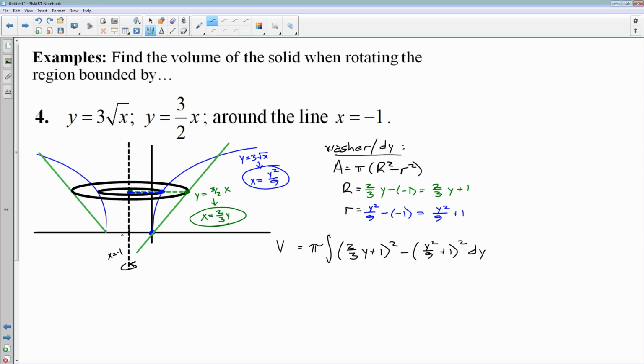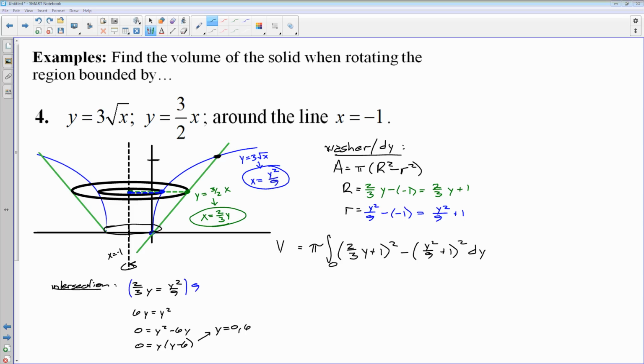And my cross sections, it's a dy, so I know that my first cross section is going to start way down here at y equals 0, and I'm going to stack my cross sections until I get way up here at the intersection of these two graphs. So I need to find that intersection, and it needs to be in terms of y. I would say, okay, 2/3 y needs to equal y squared over 9, and we'll solve that equation. So let me pause this while I solve the equation. There we go. So I get intersections of 0 and 6. We already knew 0, but now we also know the other y coordinate is 6.